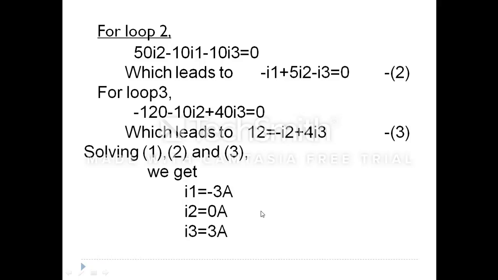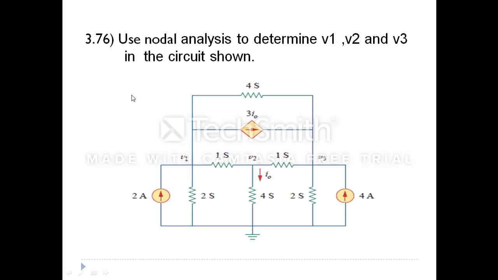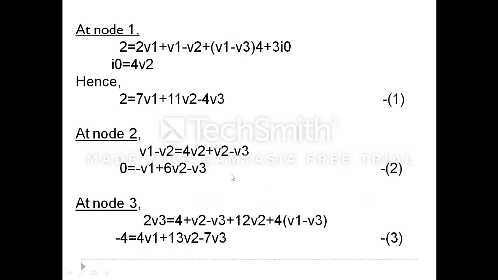Now, let's see the other question. Here is the second question, exercise 3.76. Here we have to use nodal analysis to determine V1, V2 and V3 in the circuit shown. As you can see, this is the circuit. We have to find V1, V2 and V3. Now let's see the solution.